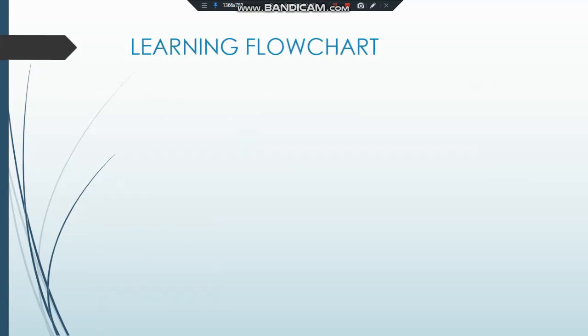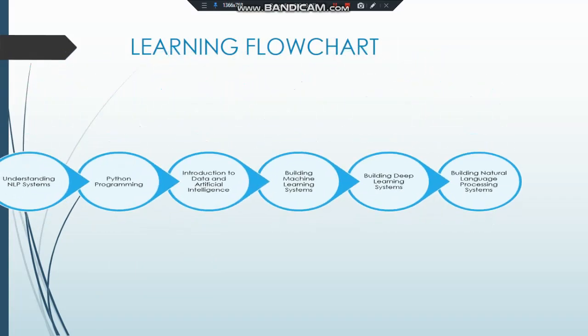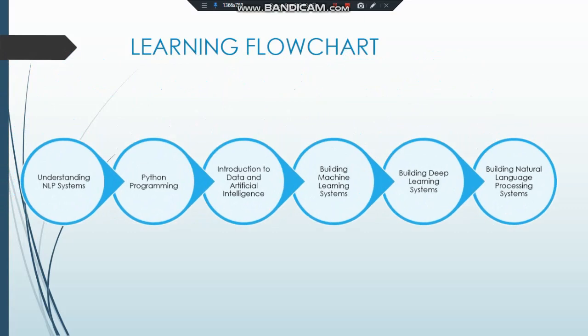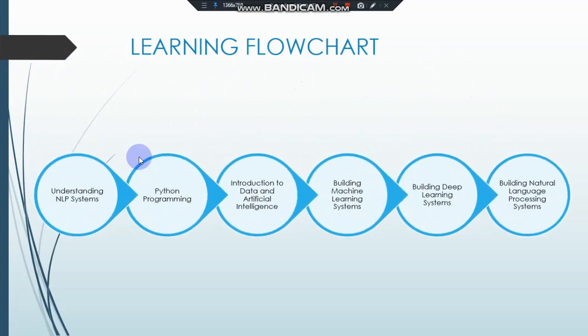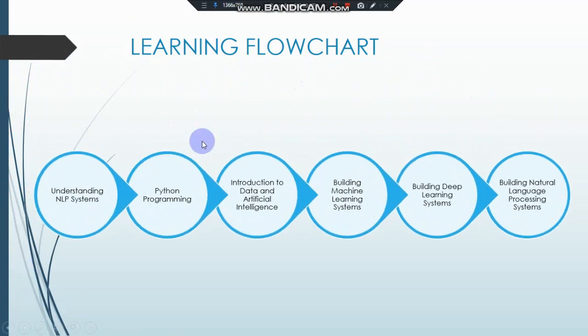Now here is the learning flowchart. It's important for you to know the learning flowchart so you will know how exactly we're going to ascertain the learning and what exactly you're going to be learning. So this right here is the learning flowchart. The first important structure is for you to understand what NLP is, understand the NLP systems, and we have done justice to that in the first video. And the first task was centered around this understanding over here.